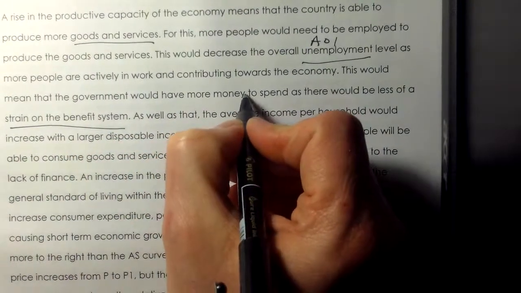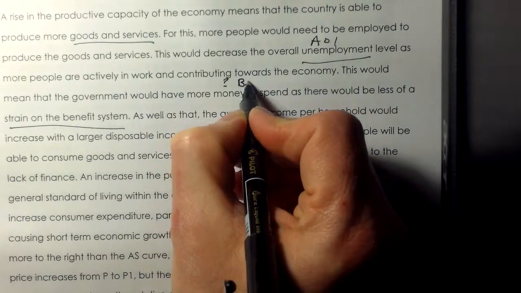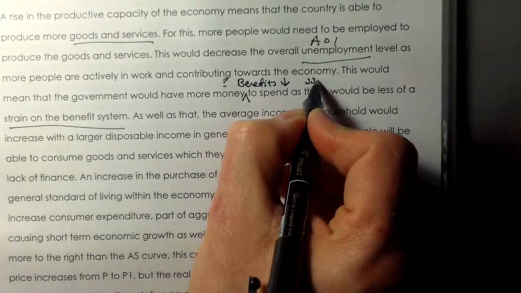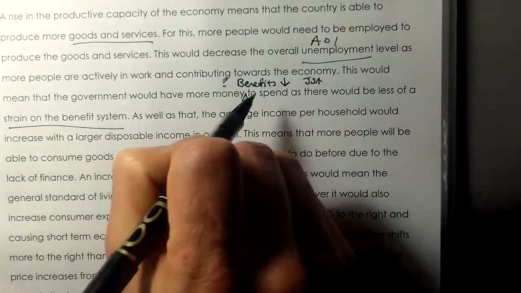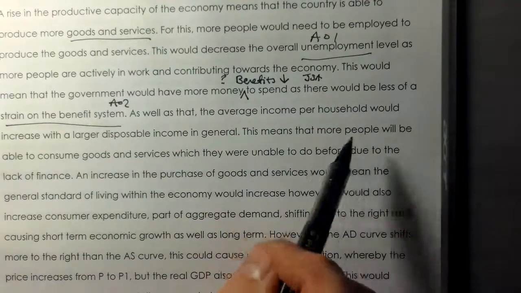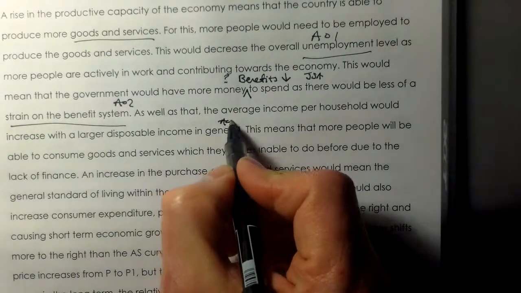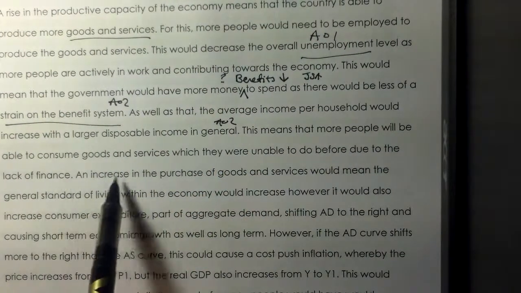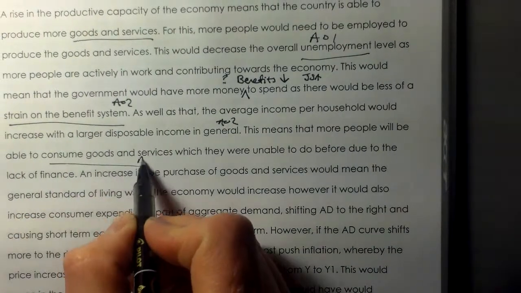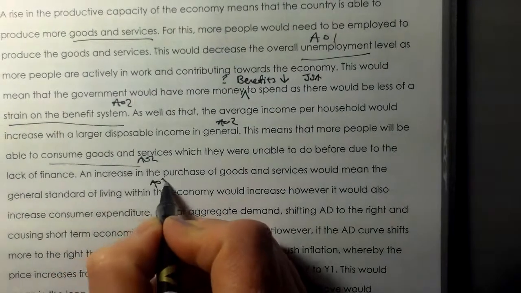I think a specific example would be needed here in terms of unemployment benefits, such as Jobseeker's Allowance, potentially for an AO2 mark there. The average income per household was increased with a larger disposable income in general. This would mean that more people will be able to consume goods and services, which they weren't able to do before due to lack of finance. An increase in the purchase of goods would mean that the greater standard of living within the economy would increase.